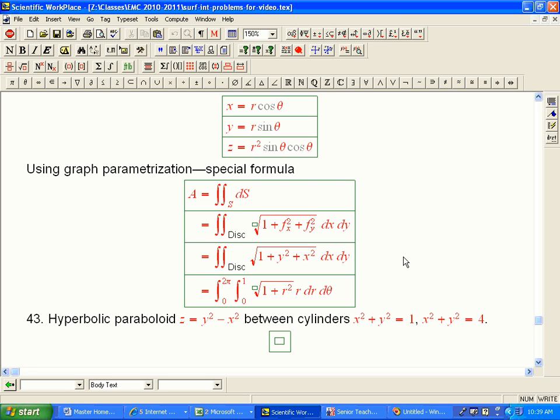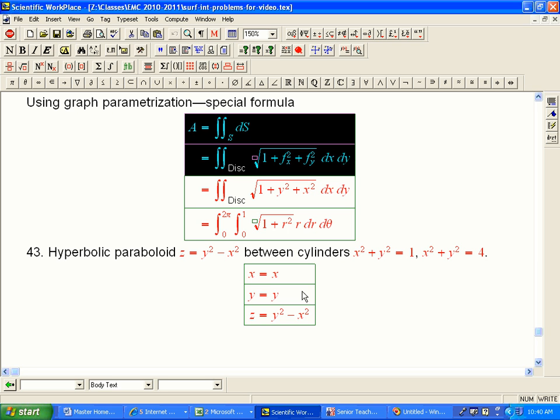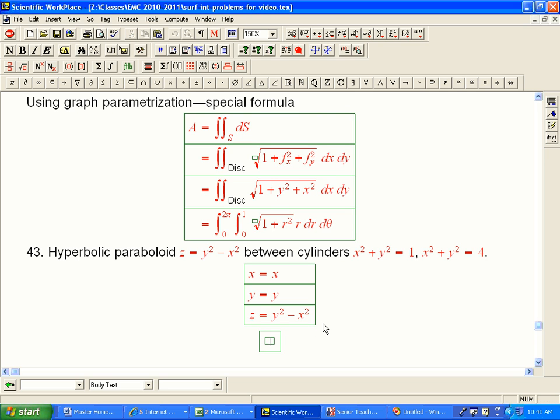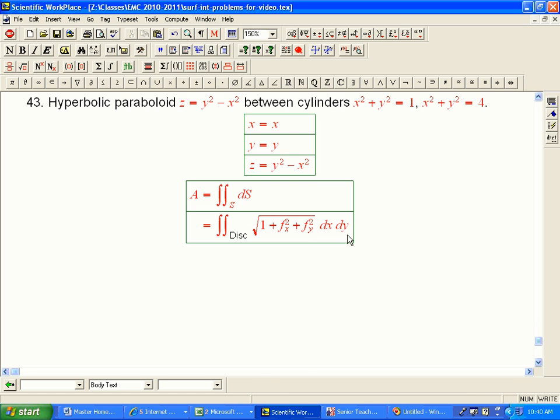So the graph parametrization is going to be x equals x, y equals y, and z equals y squared minus x squared. Okay, and so we're going to get this exact formula almost, except we're not the disk anymore. I have to copy it in piece by piece. Wish it were smart enough to understand what I want to do. Okay. And now that's not going to be the disk, that's going to be the annulus, where r is between 1 and 2. But we'll put that in a minute.